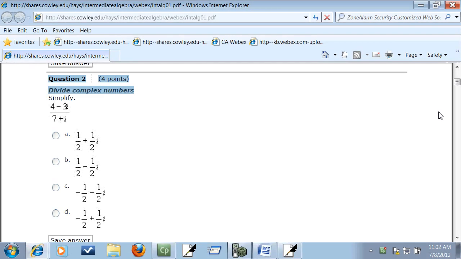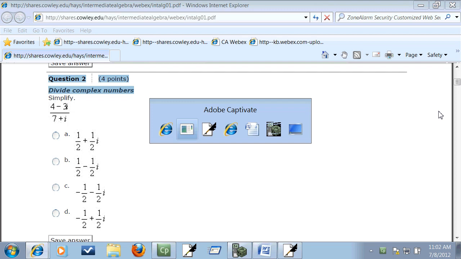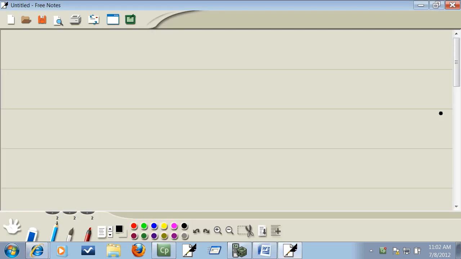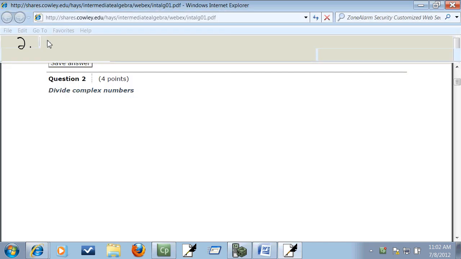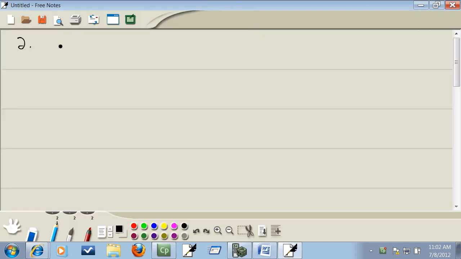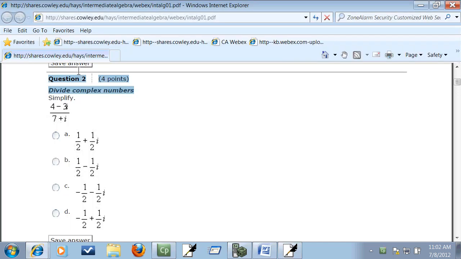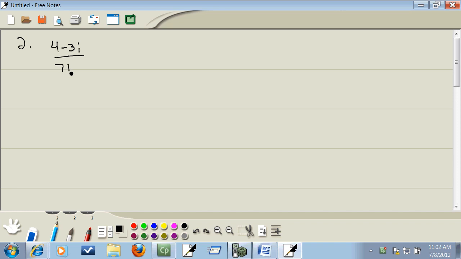Let's take a look at our second question here. We want to divide these complex numbers. So I got 4 minus 3i over 7 plus i.